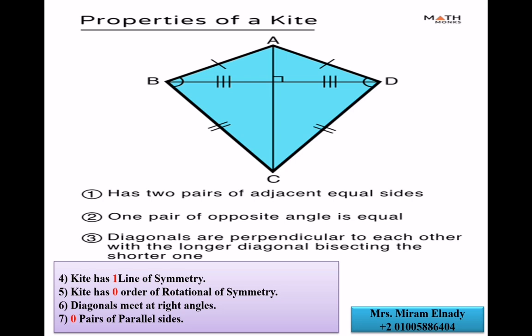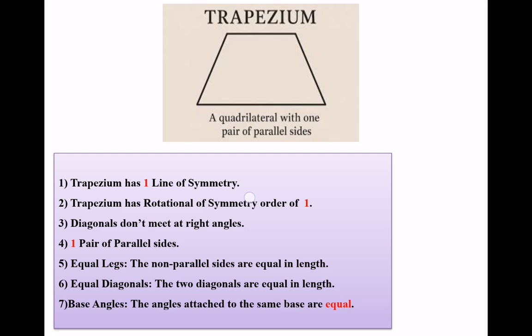B and D are equal. Diagonals are perpendicular to each other, with the longer diagonal bisecting the shorter one. Not all the diagonals bisect each other, only one, which is BD. It's cut into two equal parts. Kite has one line of symmetry and zero order of rotational symmetry. Diagonals meet at right angles and zero pairs of parallel sides. So the kite has two zeros: zero pairs of parallel sides, and the order of rotational symmetry is zero.